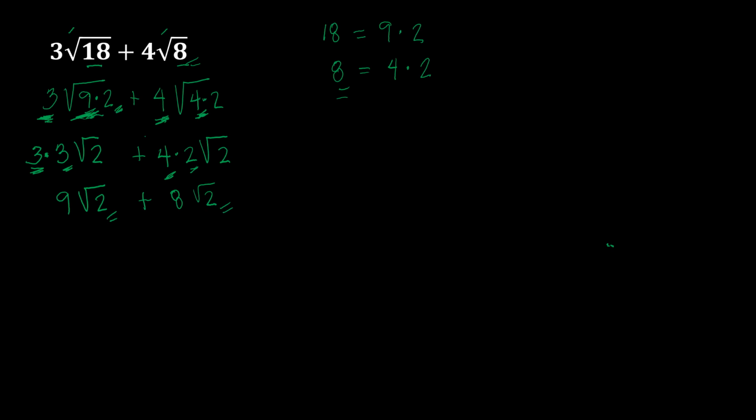Apply na natin ngayon yung ating formula. In adding radicals, we'll be adding the coefficients 9 and 8. And then, copy natin yung ating square root of 2. So, 9 plus 8 is 17. Then, copy natin, square root of 2. Ito na yung ating final answer.